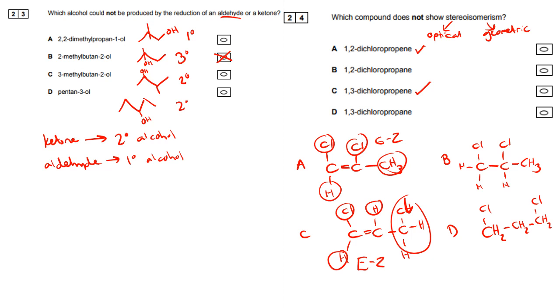B, does it have a chiral carbon? This one's not chiral because it's got two hydrogens. Second carbon, has it got four different groups attached? 1, 2, 3. And this is a fourth group because it's not a CH3, it's a CH2Cl. So that does have optical isomerism. So hopefully D does not have optical isomerism, and we can see there you've got two hydrogens on each of the carbons, so it definitely can't be chiral because there's not four different groups attached. So D is the correct answer there.